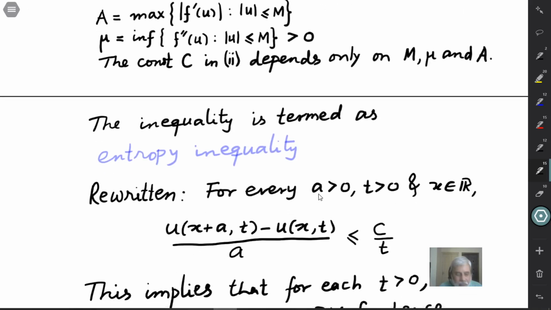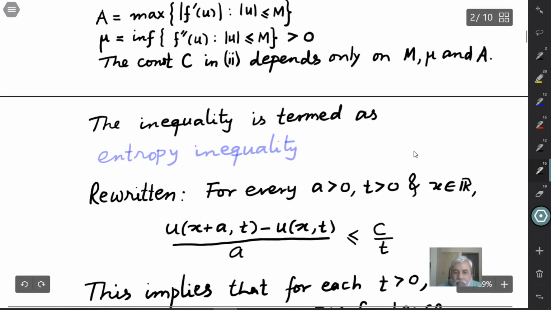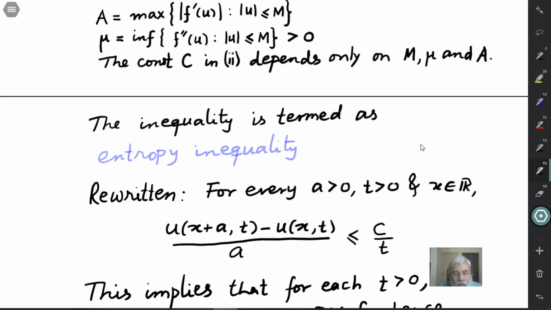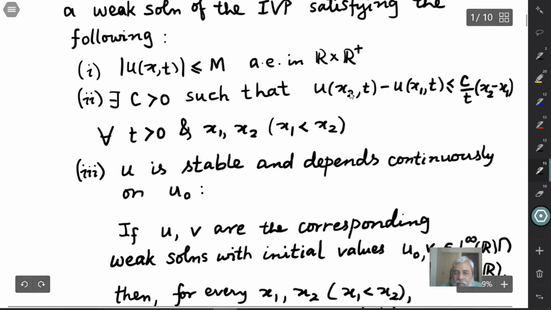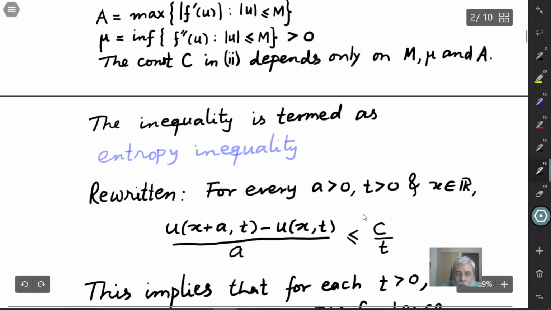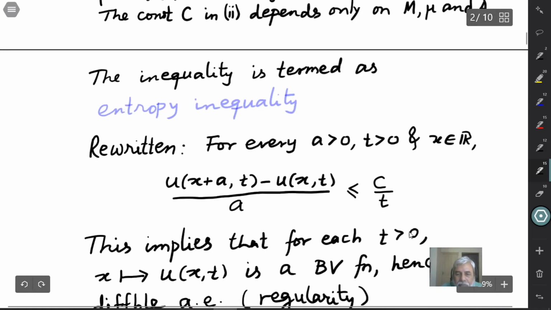As you see, it's really an elegant inequality which does not involve directly any condition on the characteristics or the values of the function as it approaches a discontinuity curve. They are all hidden and end up in this nice inequality. This inequality can also be rewritten with only one variable and a positive: u of x plus a t minus u x t divided by a is less than or equal to c by t. So a very neat form of the entropy condition.